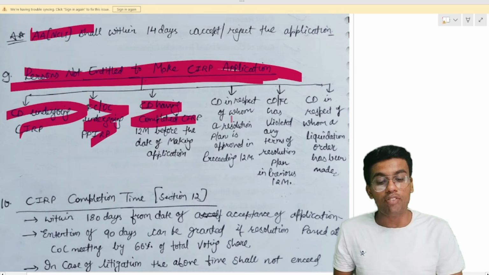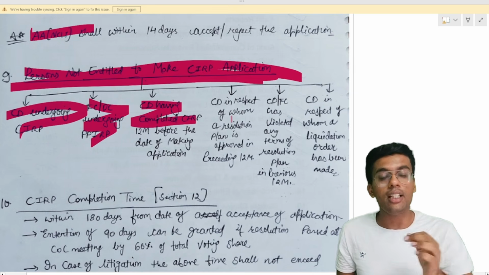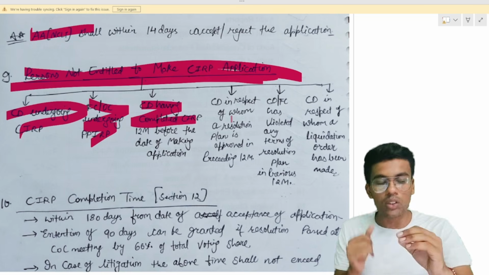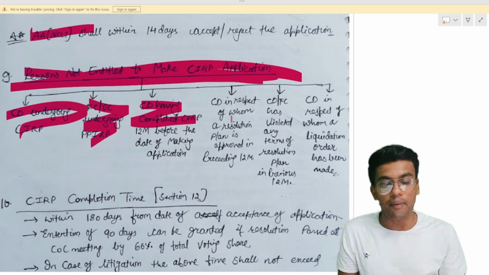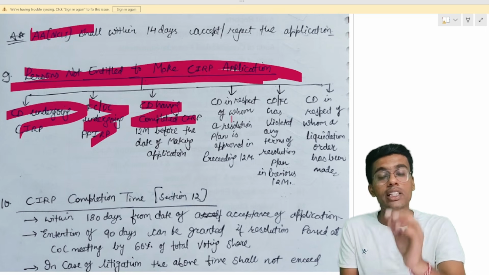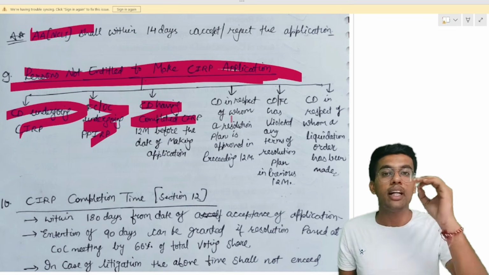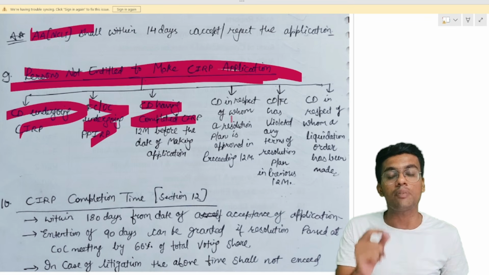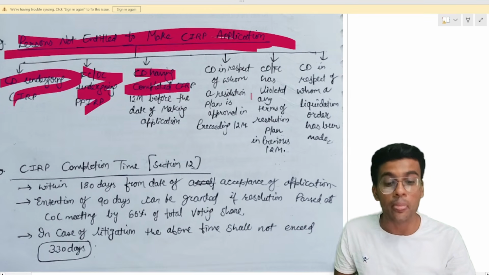Corporate debtor in respect of whom a resolution plan is approved in the preceding 12 months. Resolution plan we are going to study in the later part of the chapter, but if a corporate debtor against whom a resolution plan has been approved in the preceding 12 months, then in such a case that corporate debtor cannot make an application for CIRP.